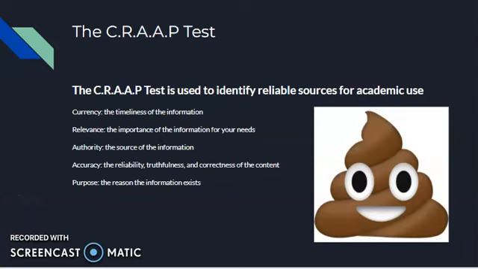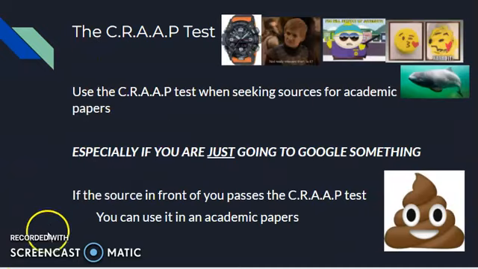A quick review of what the C.R.A.A.P test is: it is used to identify reliable sources for academic use. Don't forget that C.R.A.A.P stands for currency, relevance, authority, accuracy, and purpose. And when applying the C.R.A.A.P test, don't forget to ask the questions that we talked about in each of these slides.